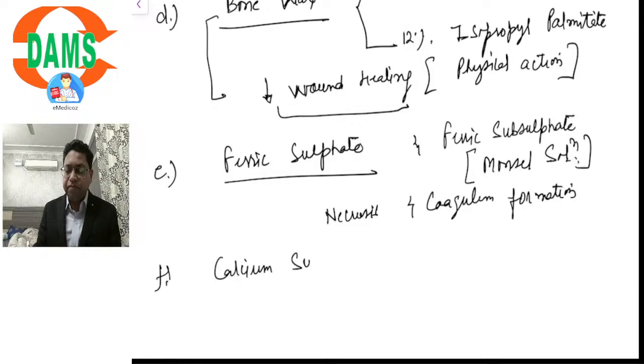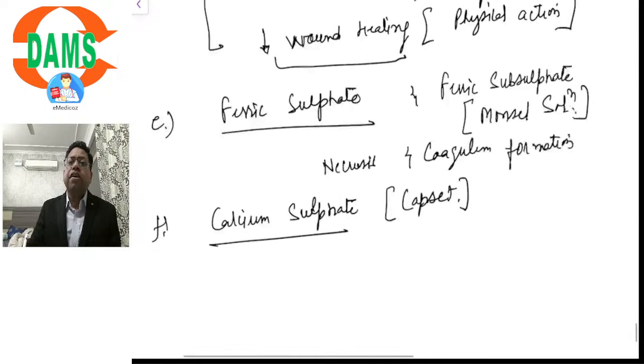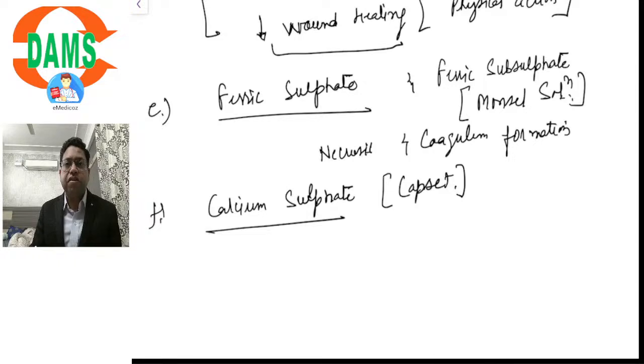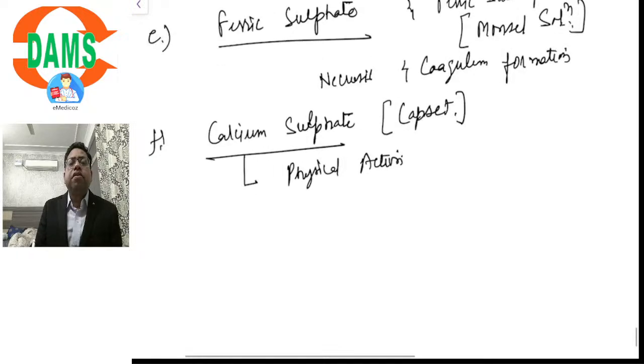Then we have calcium sulfate as a local hemostatic agent. This calcium sulfate is commercially available under one of the trade names, Capsat. This also has a physical action, and calcium sulfate can be used successfully.